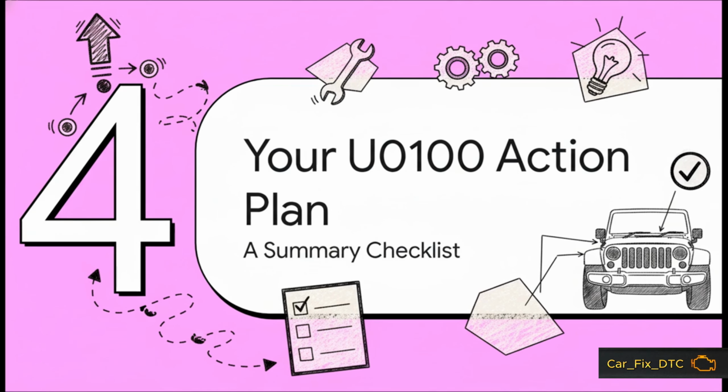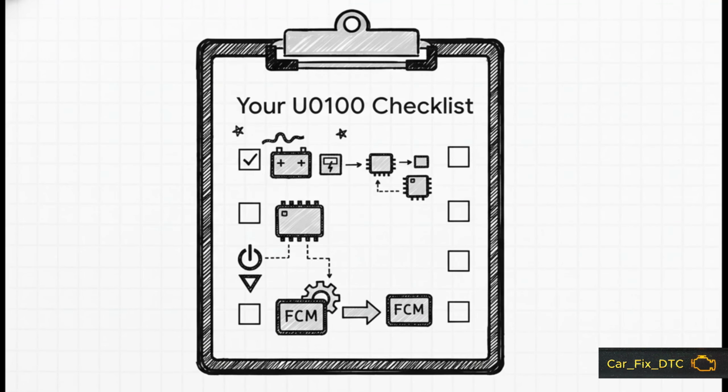Phew, okay, so we have walked through that entire process from start to finish. Let's recap all of that and boil it down into a simple, actionable checklist that you can use. And here it is. This is your game plan. This checklist puts it all together, summarizing that whole diagnostic path, starting from the simplest checks and working our way down to the most complex. Start at the top and just work your way down. This is your best shot at finding the real root cause of that U0100 code.